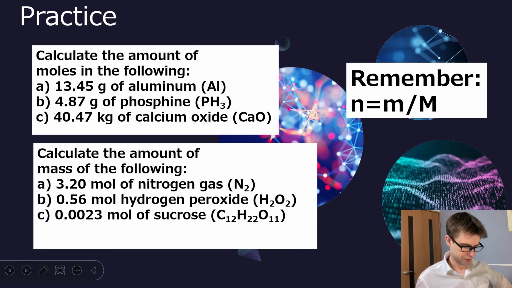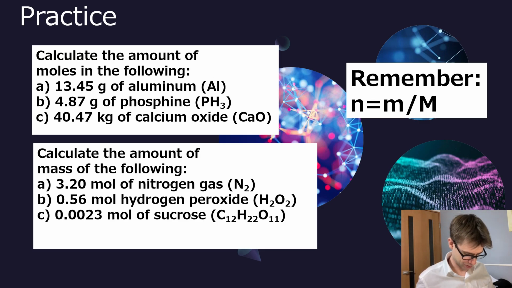All right, what else? So there's more practice here. You can calculate the amount of moles in a bunch of different masses. So some grams of aluminum, phosphine, PH3, calcium oxide, CaO. Then you can also calculate the mass of a bunch of moles of stuff: N2 gas, H2O2, hydrogen peroxide, and sucrose. If you're resourceful, you might just use my answer from the previous slide to get you started on that. So I will provide the answers to these just in case. If you don't want to see them, don't look yet. Coming in 3, 2, 1.